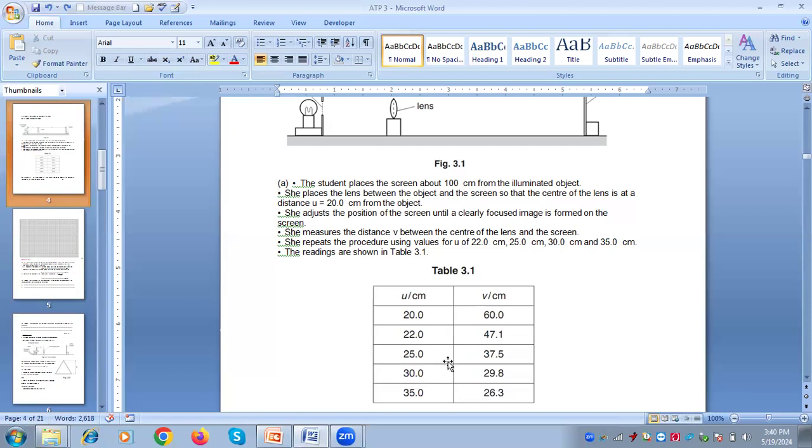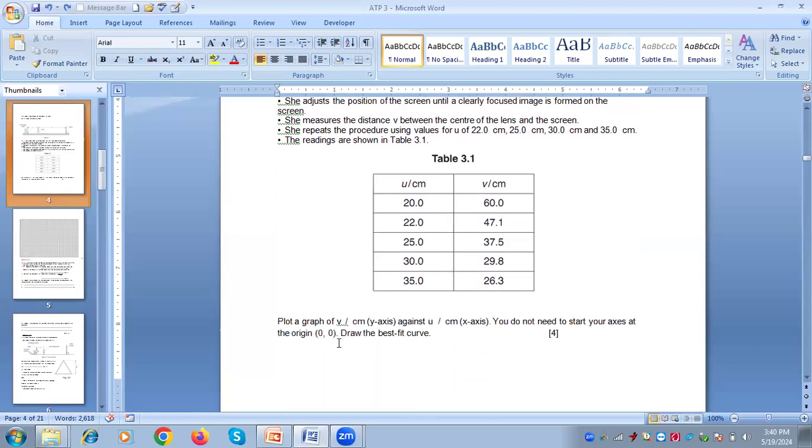For 22, it is 47.1. For 25 centimeter, 37.5. Object distance 30, image distance 29.8. And for 35 centimeter, the object distance of the last reading, it is 26.3. So remember, when you have to plot the graph, you should take 5 readings at least to plot the graph.